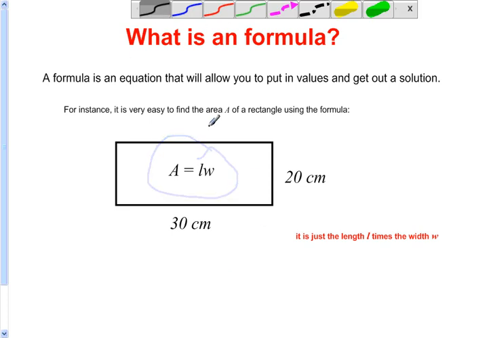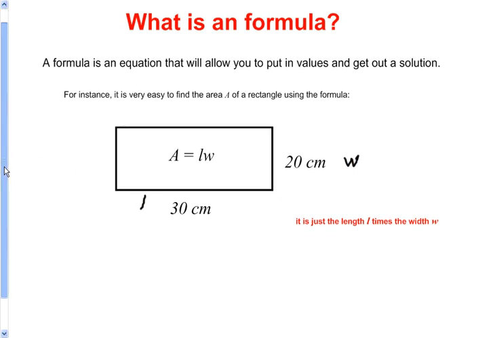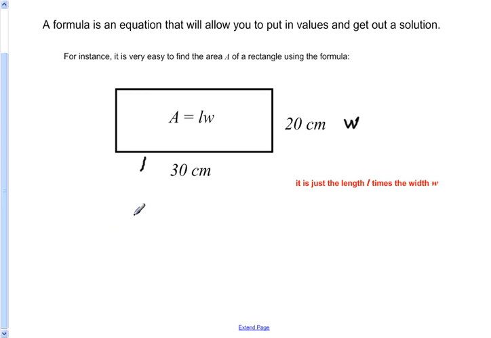Well, here's our rectangle. We need to determine which is the length and which is the width. We have these numbers. Usually we say the longest side is the length and the shortest side is the width. There's L and there's W. So let's use our formula to find the area. The area would be given with this formula: Area equals L times W.